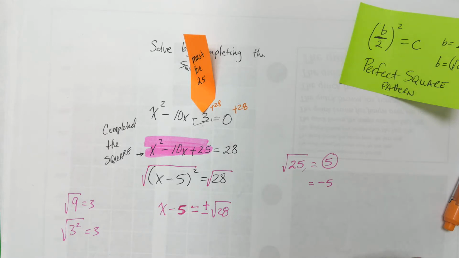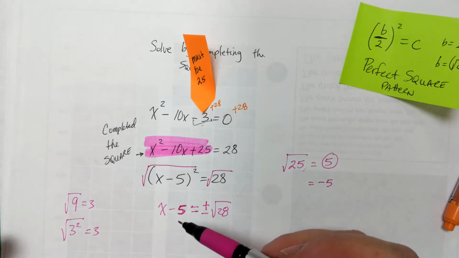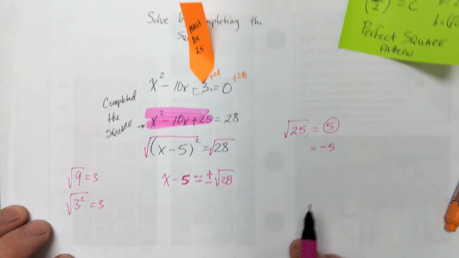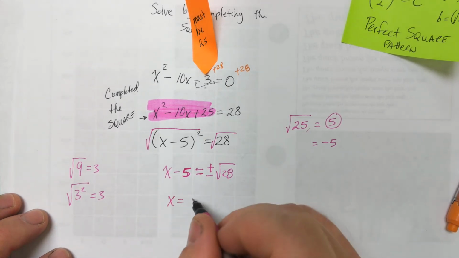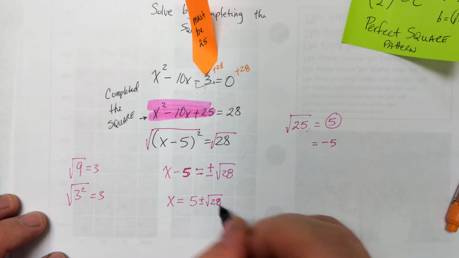So if that 28 were a 25, then you just put x minus 5 equals plus or minus 5. And it stays like that? And that's the answer? Nope. We haven't solved for x yet. So we have to add 5, right? So let's add 5. Here's our answer: x equals 5 plus or minus the square root of 28.